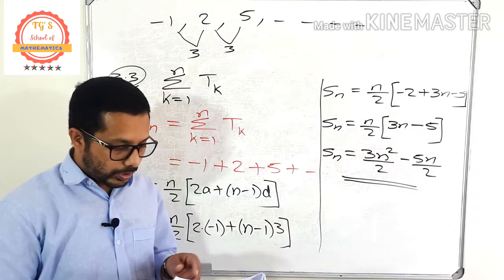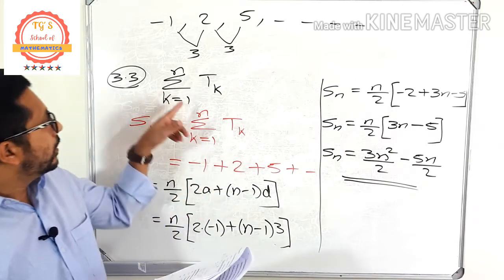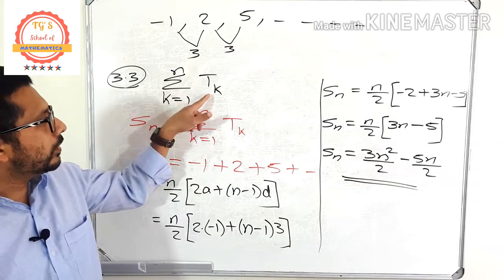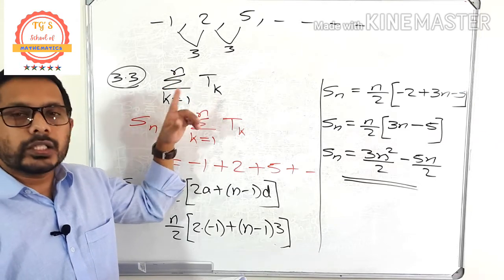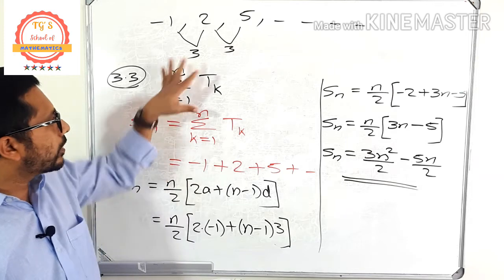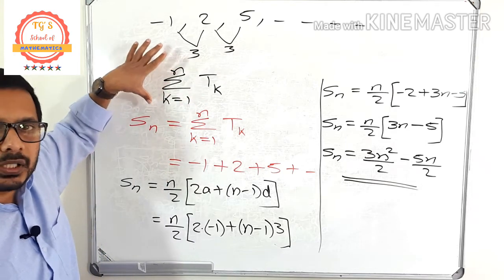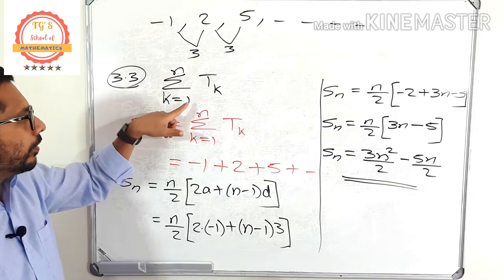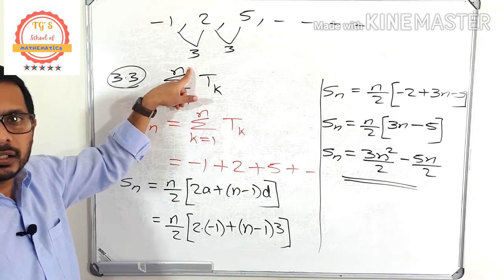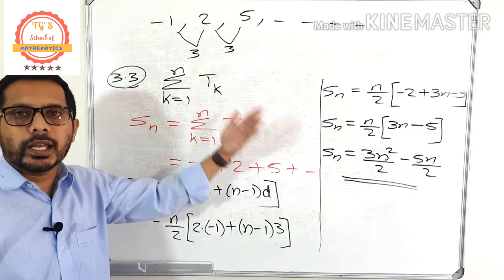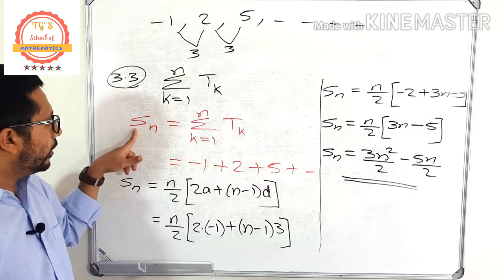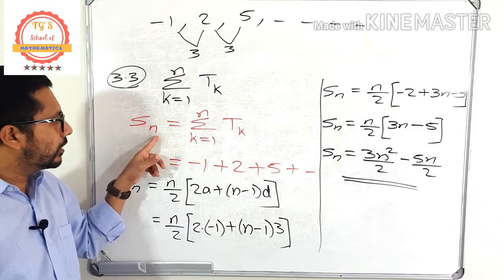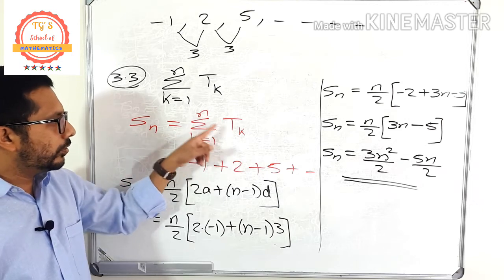Look at the question once more. Evaluate sigma k equals 1 to n of tk in terms of n. What is the meaning of this sigma? Sigma stands for the sum. So in this question we have to find the sum from 1 to n, that means the sum of the first n terms. We can denote the sum as Sn. Sn is equal to sigma k equals 1 to n of tk.